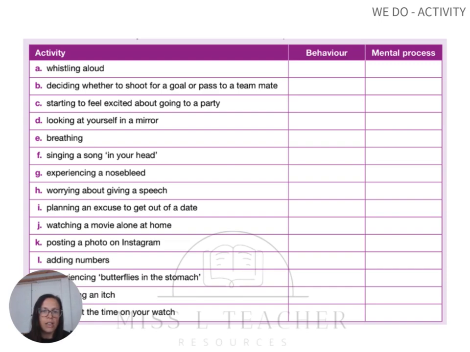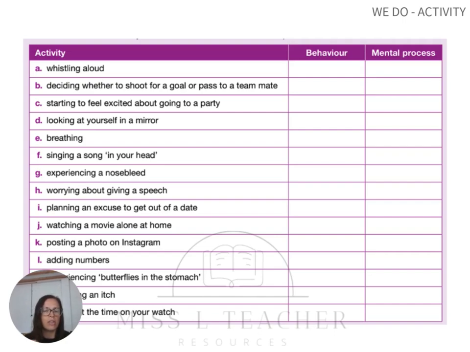Starting to feel excited about going to a party. Being excited is an emotion. Again, that's not something that you can see on the outside or measure. Therefore, it's going to be a mental process. Looking at yourself in a mirror, can you see someone looking at themselves? You can. Therefore, it's going to be a behavior. Breathing, can you see someone breathing? Can you measure someone breathing? Yes, then that's going to be a behavior.